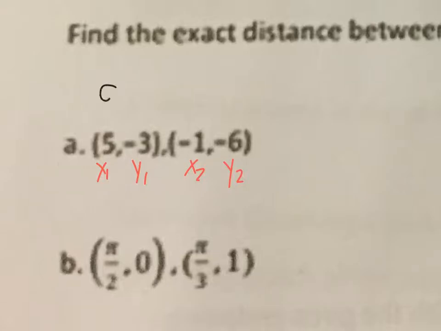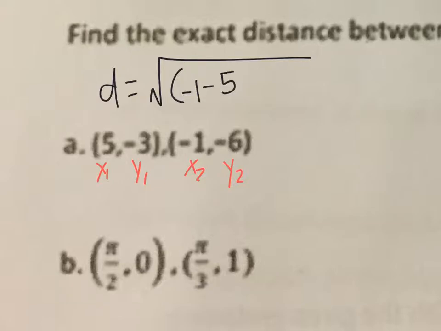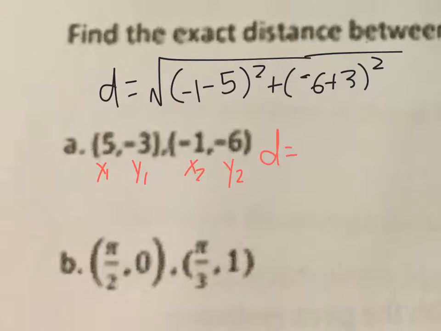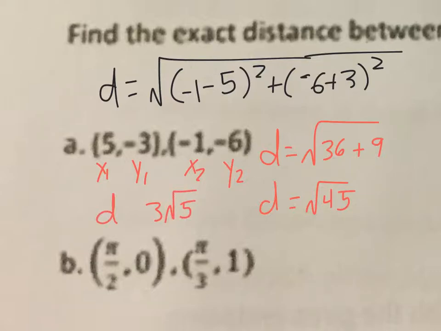So, the distance is equal to the square root of x2 minus x1 squared plus y2 minus y1 squared. That's going to be the square root of 36 plus 9. Double check my math. So I got radical 45, which is 3 radical 5. Indeed. Is that what y'all got?